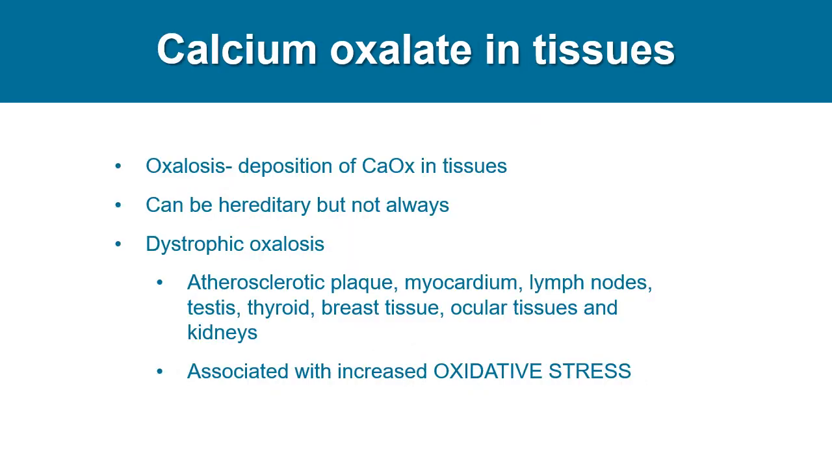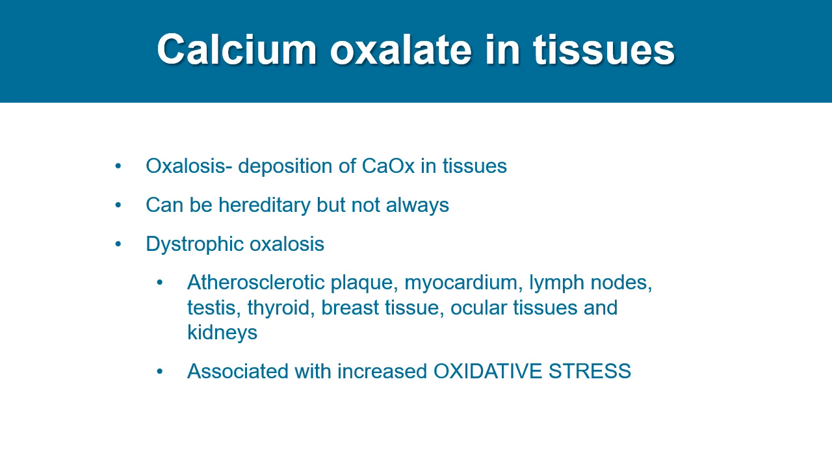So when it comes to calcium oxalate in the tissues, there are two different types. There's oxalosis, which is actually deposition of calcium oxalate in your tissues. It can be either hereditary, such as primary hyperoxaluria, which I showed you a snapshot of some of those genetics, or other mechanisms. The accumulation of small amounts of calcium oxalate crystals in the absence of poor oxalate metabolism has been termed dystrophic oxalosis. And this is reported in a number of tissues, and this is alarming.